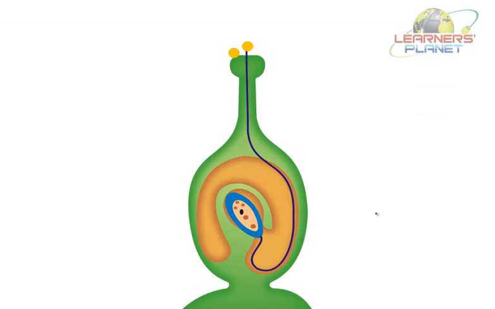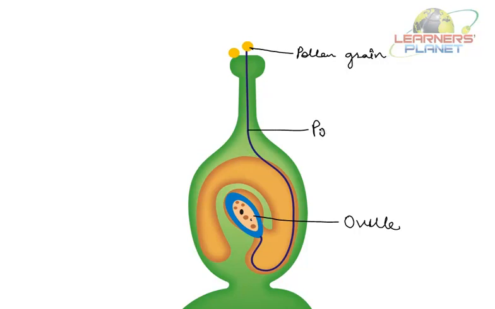So here you can see the beautiful diagram of a flower of a plant in which the fertilization process takes place. Basically, this is the part of a flower in which the fertilization takes place. Here you can see that the middle portion, this one, is the ovule. And this one here is the pollen grain, the beautiful rounded structure, and this is the pollen tube, because of which fertilization is possible.